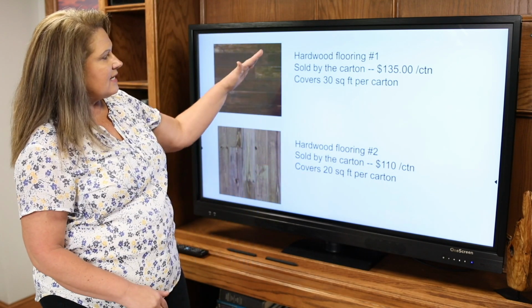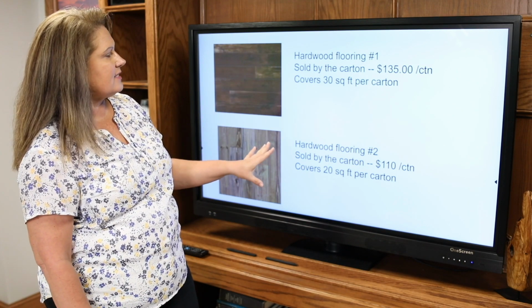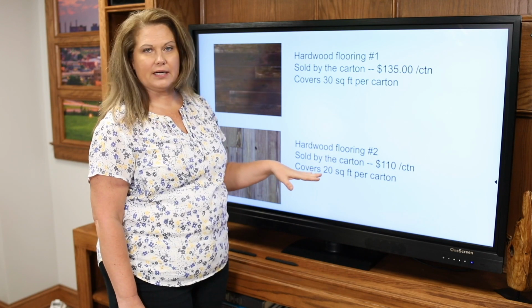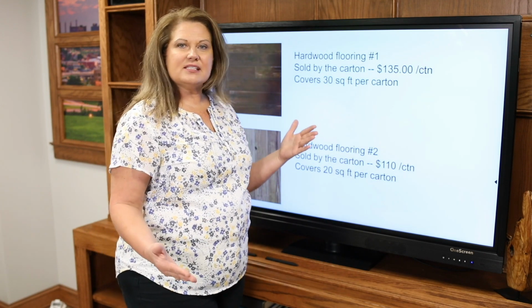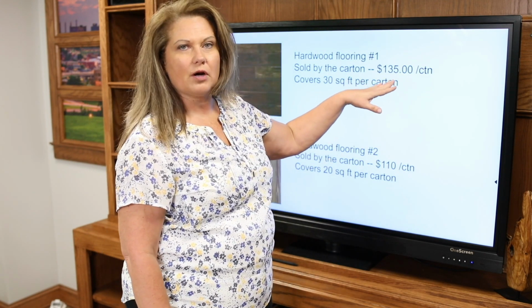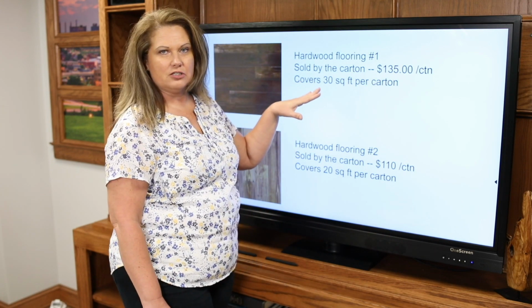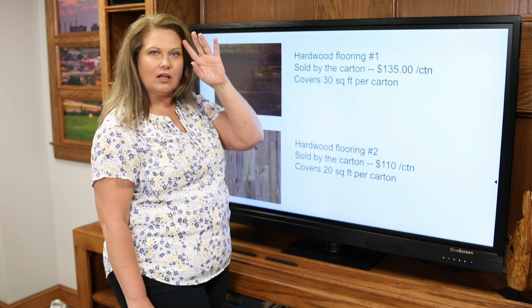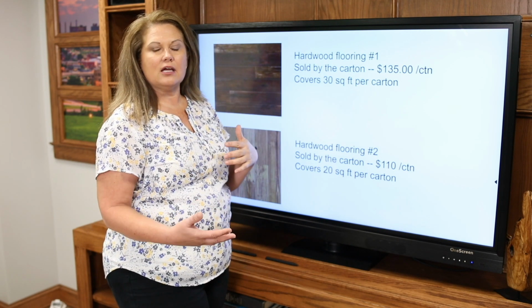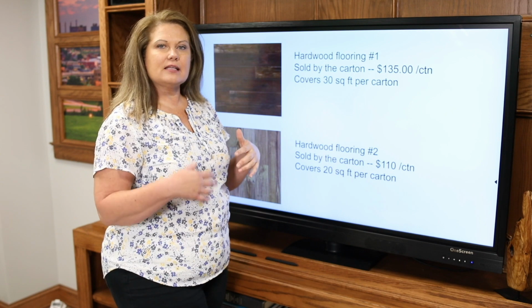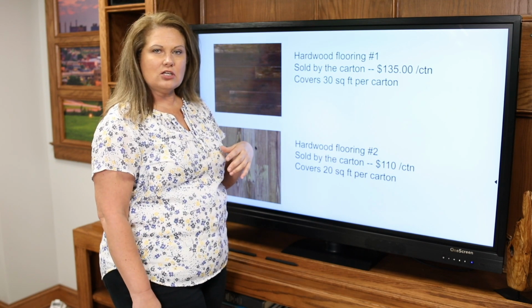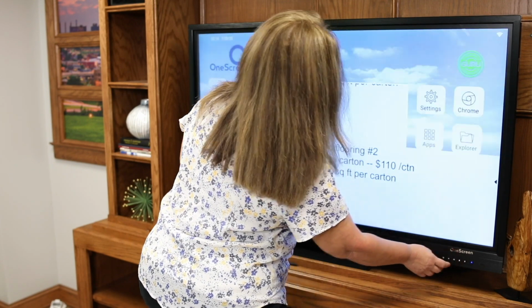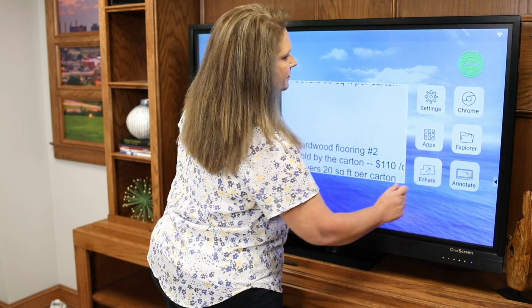Well, at first looking at this, I can tell the difference. I have 30 square feet compared to 20 square feet. Common sense tells you, okay, it's going to cost me more money because I'm getting more square footage. But really, which one is the best deal? So we have to determine which one is going to give us the best value. And to do that, there's a couple of different ways. Let me go back to annotating for you.